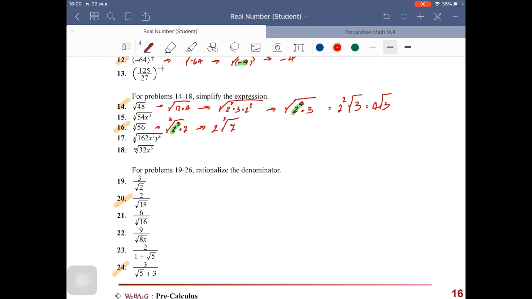Question 20. Okay, the first step, rationalizing the denominator by multiplying by square root 18 on both. So you get square root 18 over 18 and then simplify to be square root 18 over 9, right? And then simplify square root 18 to be 3 square root 2 over 9 and eliminate this again. So the final answer will be square root 2 over 3.